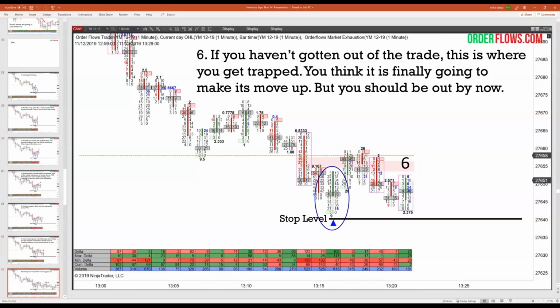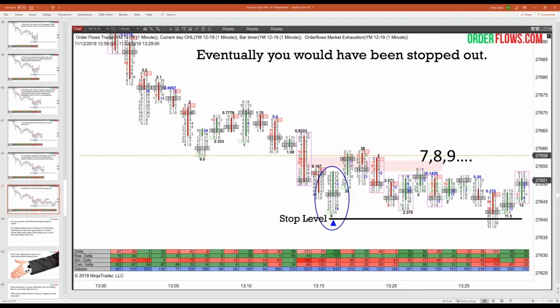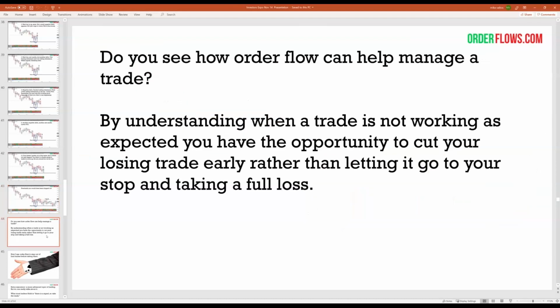Because if you don't, what's going to happen over the next several bars? You're just going to get more of the same. Down candle, up candle, down candle before it finally pokes down, goes to your stop level and stops you out. Why take the full loss when you could have got out at a half a loss? So that's how you can manage your trade with order flow. By understanding when a trade is not working as expected, you have the opportunity to cut it early rather than letting it go to your full stop and taking that full loss.